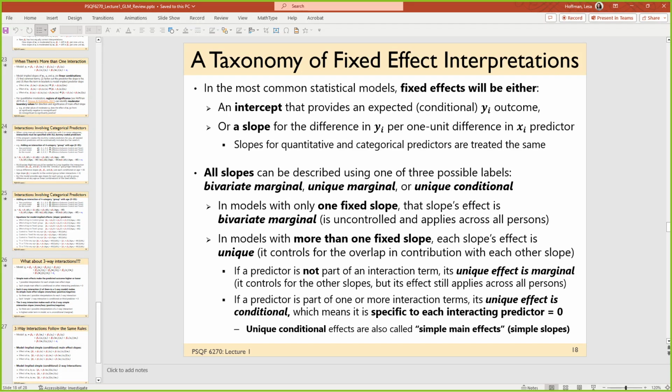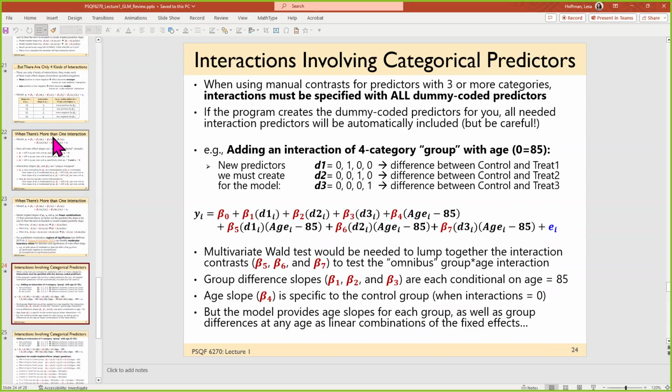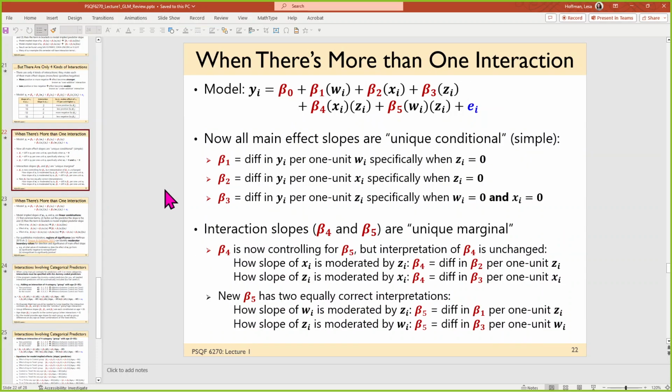So this isn't so bad, right? This wasn't too bad. It's algorithmic. Once you know how to do it, you just know how to do it. What about more than one interaction?